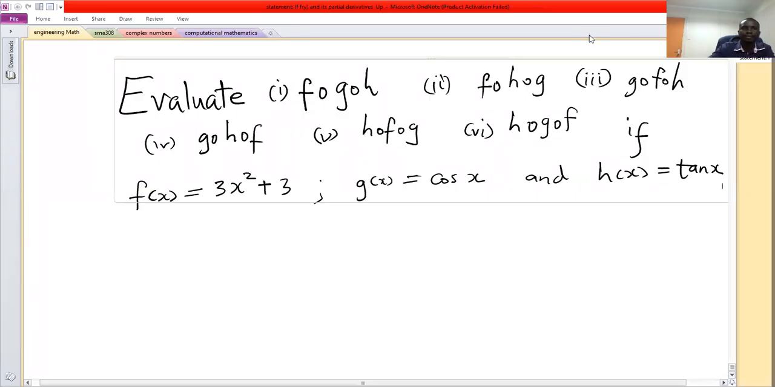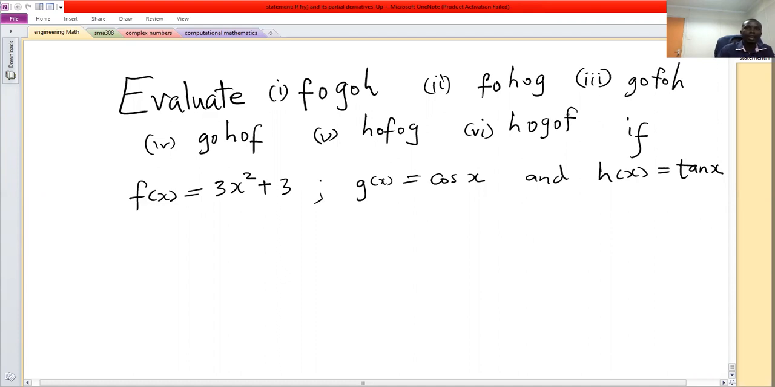Welcome. In this session, we are going to see how we can do composition of three functions in different orders of composition. So the problem is evaluate f composed with g composed with h, f composed with h composed with g, g composed with f composed with h, g composed with h composed with f, h composed with f composed with g, and finally h composed with g composed with f.